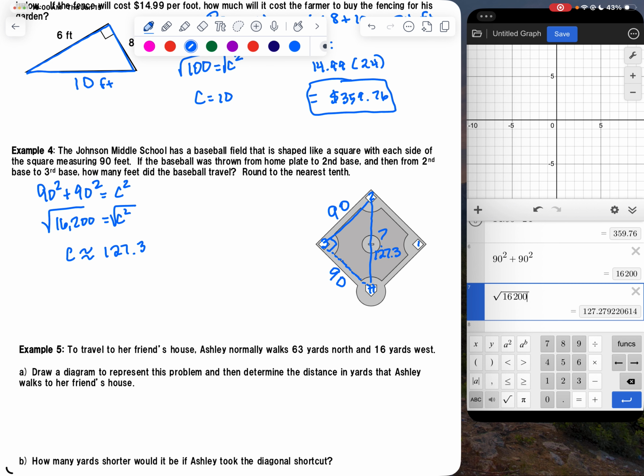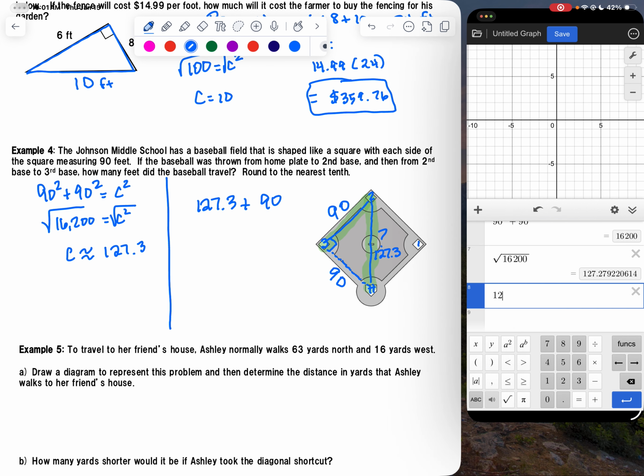All right. Now, let's go back and make sure we answered the question. If the baseball was thrown from home plate to second base, and then from second to third, how long did the baseball travel? So what we need to do is add up 127.3 plus 90. So 217.3.